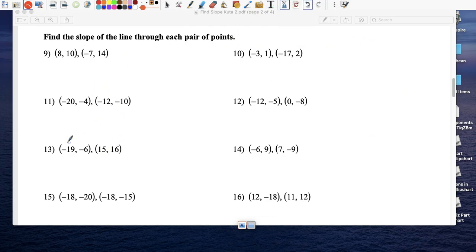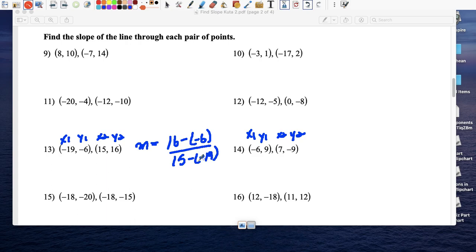13. So again, remember, x1, y1, x2, y2. The bottom one's 2. So m is 16 minus negative 6 over x2, which is 15 minus negative 19. So that's going to give us 16 plus 6, which is 22. And at the bottom, we get 15 plus 19, which is 34. Can we simplify that? 11 over 17 would be the better answer. Yeah, they're both right, but the simplified version is better.